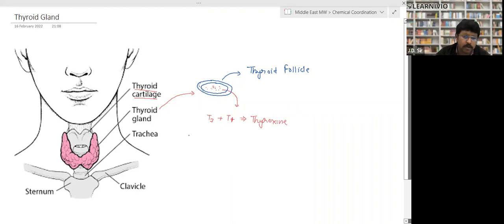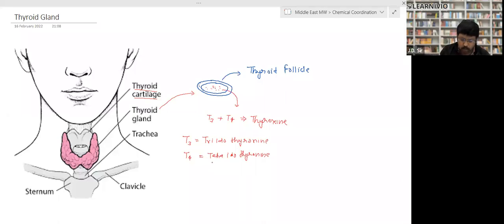Now, what is T3 and what is T4? The full form of T3 is triiodothyronine, and T4 is tetraiodothyronine. So collectively, triiodothyronine and tetraiodothyronine are called the thyroxine hormone.